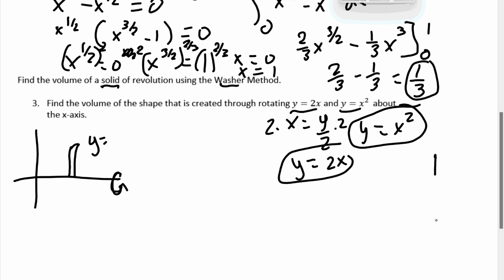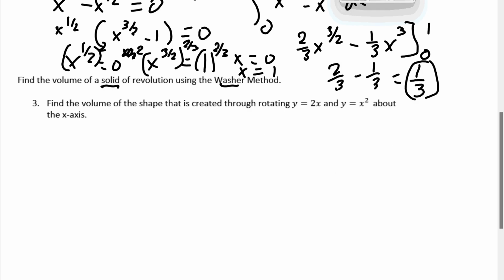If I have a vertical line of rotation, I want my equations to be x equals, so if they're not x equals, then I want to solve them for x, okay? All right, erase all this. All right, back in.